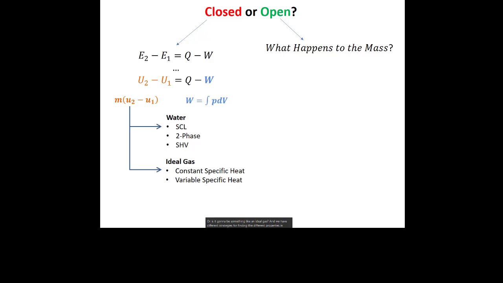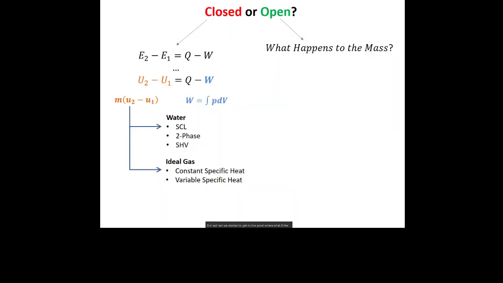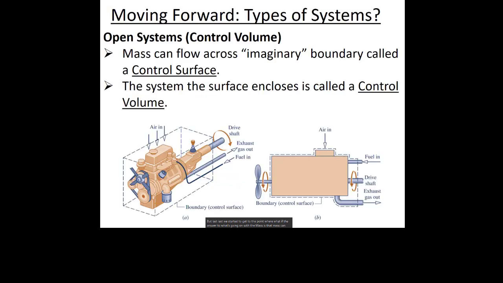But last class, we started to get to the point where, what if the answer to what's going on with the mass is that mass can enter and leave the system, right? So conservation of mass is important. There are lots and lots of mechanical engineering components that we're interested in that have open systems, right? So that have mass coming in and out, right?